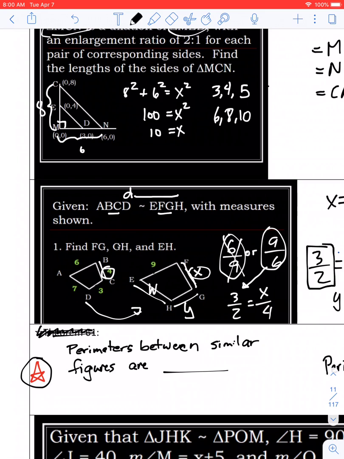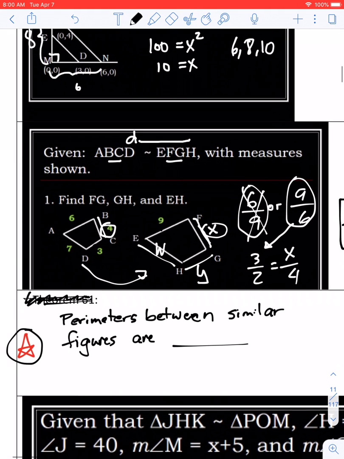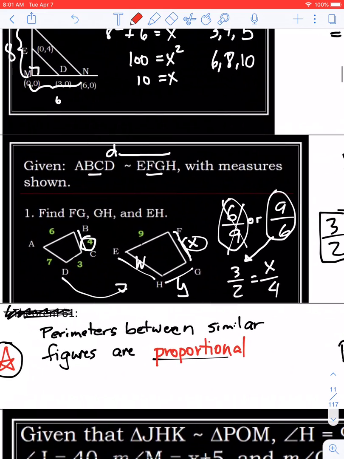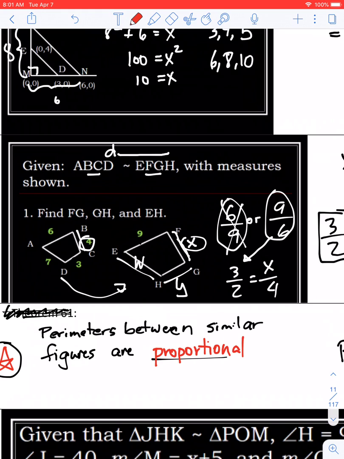All right, a little star around this theorem. An important concept, especially as we build to the future, is that the perimeters of similar figures are also proportional. Meaning, if you know the ratio between the sides, you know the ratio between the perimeters. An example of that is this last problem. We could find the perimeter of the larger quadrilateral without figuring out W.